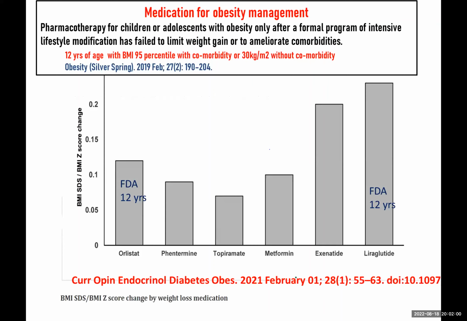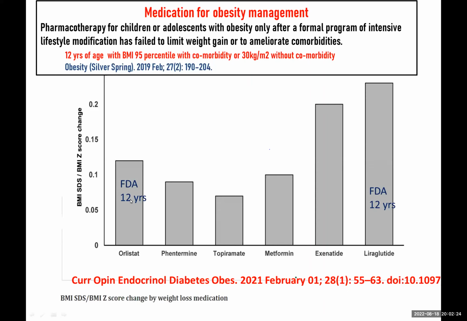People are currently talking about children aged 12 years or more with a body mass index at the 95th percentile or more with comorbidities, or those whose body mass index is 30 kg per meter square without comorbidity. And there is a list of drugs. Some of them are FDA approved for children, and some of them are not FDA approved, and people use them off label.